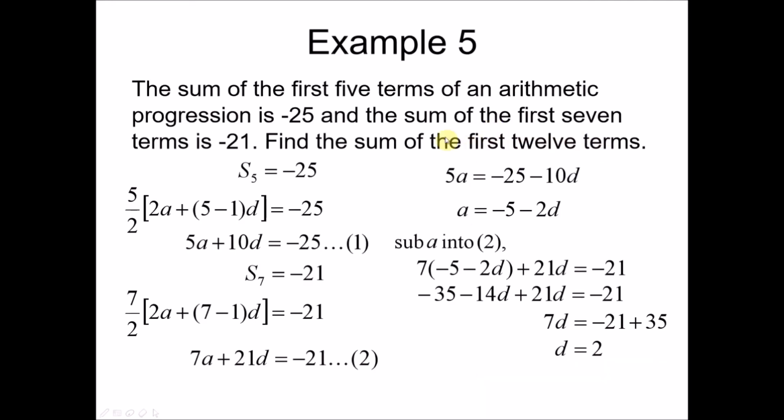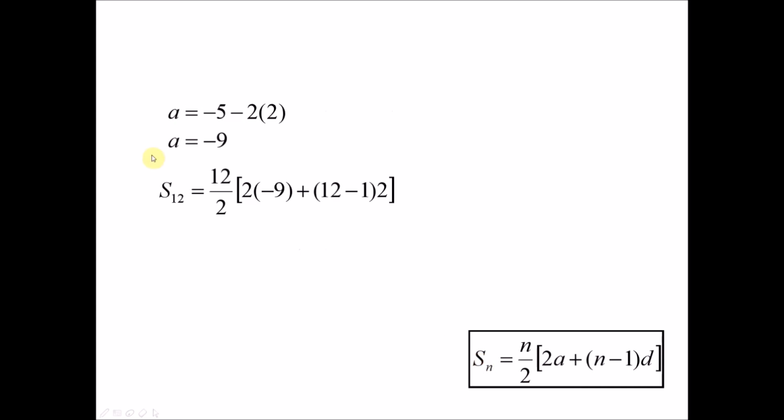Now, after I find a and d, I can use this formula to find S12 because we are looking for the first 12 terms. So S12 equals 12 over 2, where a is negative 9 and d is 2. Solve this, find the values.